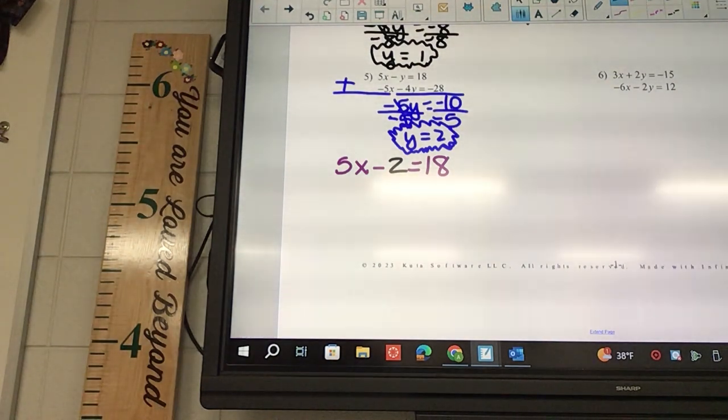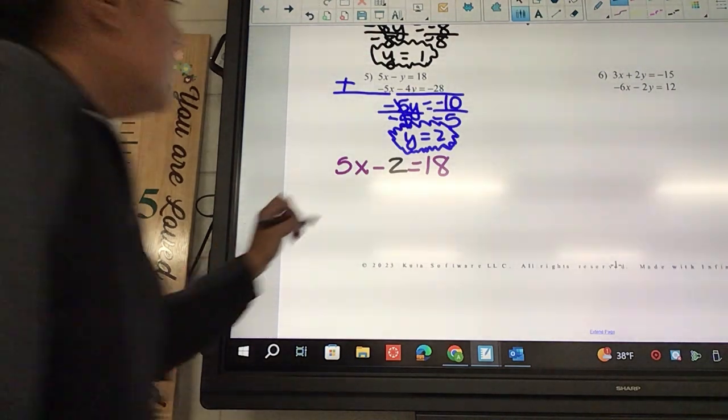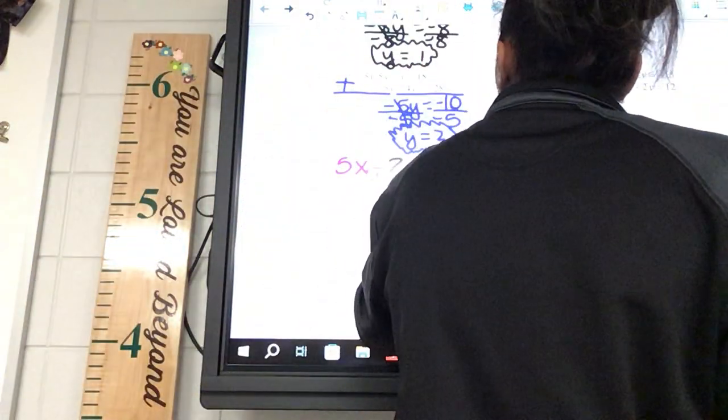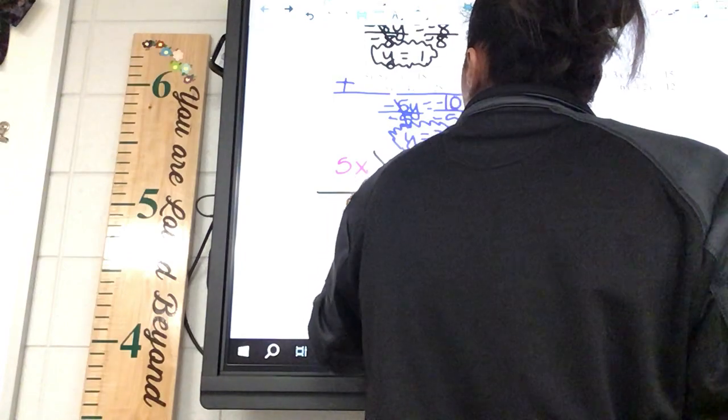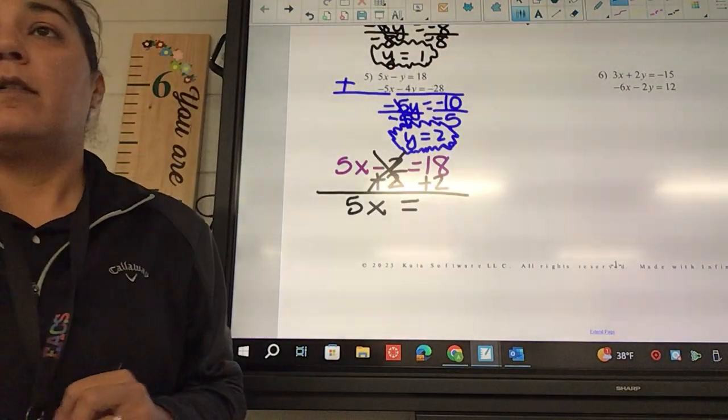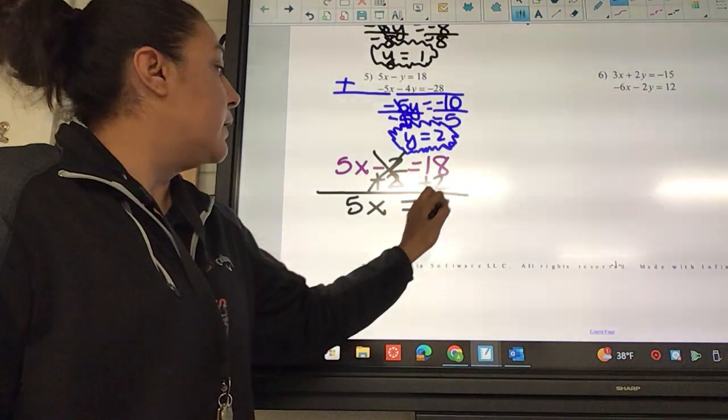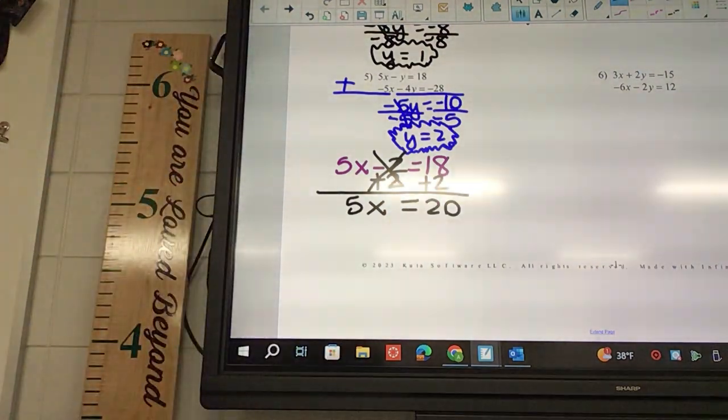What needs moved first? The -2. How do I move a -2? +2. So we're going to add 2 on both sides. Okay, so I'm going to get 5x. What is 18 plus 2? 20. Okay, and then what needs done? Divide by 5.